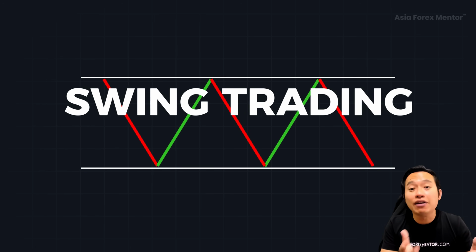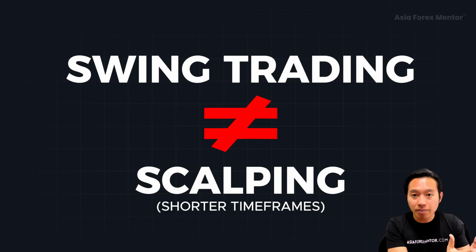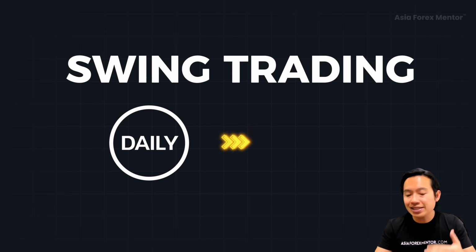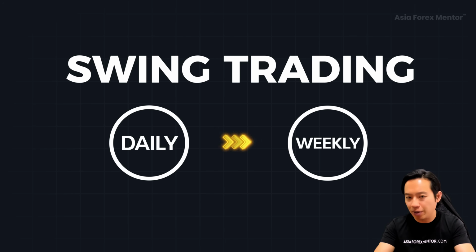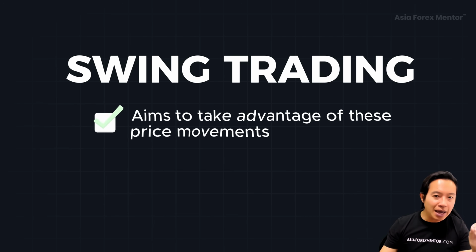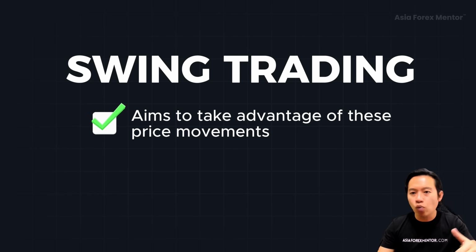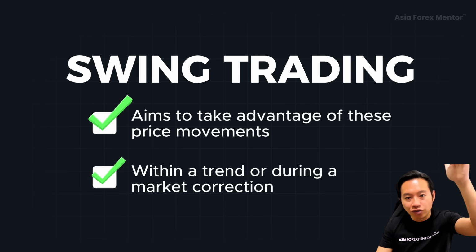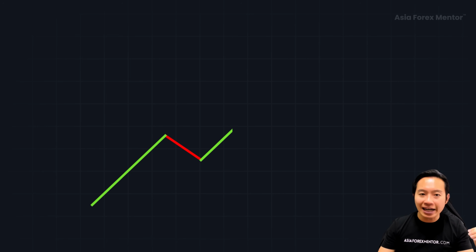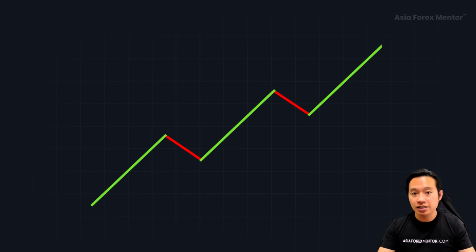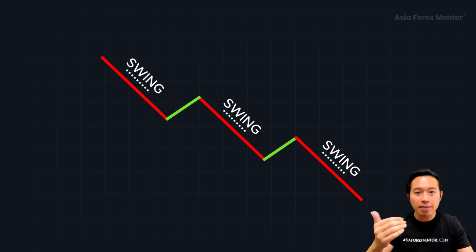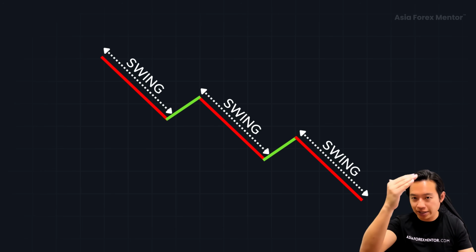It's different from scalping, whereby you're trading the shorter time frame. Swing trades last for a few days to a few weeks, depending on your trading preference and your trading time frames. Swing trading aims to take advantage of these price movements, whether within a trend or during market correction. In an uptrend, swing traders capitalize on bullish price swings when the price rises, and in a downtrend, they aim to capture bearish price swings when the price goes down.